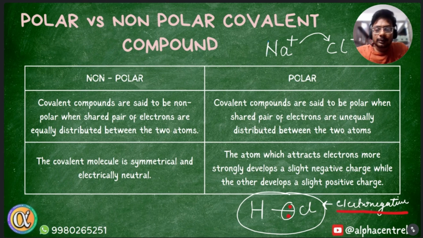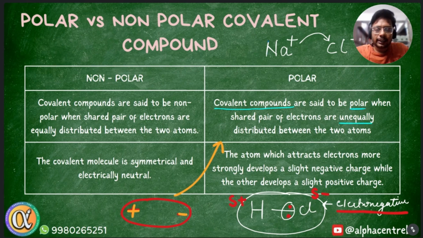This means chlorine is partially pulling the electron towards itself, partially taking hydrogen's electron, and hence such molecules develop partial charges. So chlorine has a partial negative charge and hydrogen has a partial positive charge. If you look at the overall molecule, it is slightly positive at one end and slightly negative at the other end. Such molecules having oppositely charged ends are called polar compounds. Covalent compounds are said to be polar when the shared pair of electrons is unequally distributed.